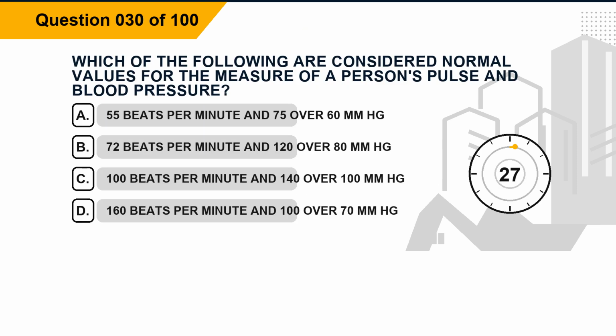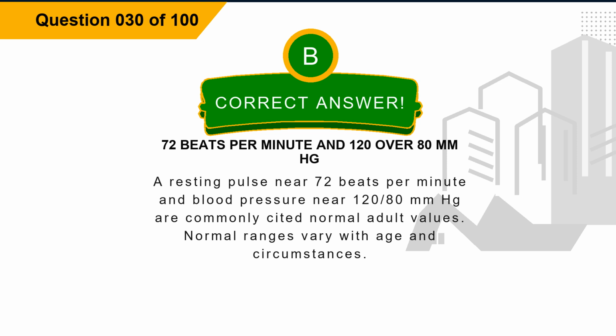Question 30. Which of the following are considered normal values for the measure of a person's pulse and blood pressure? Option A, 55 beats per minute and 75 over 60 mm Hg. Option B, 72 beats per minute and 120 over 80 mm Hg. Option C, 100 beats per minute and 140 over 100 mm Hg. Option D, 160 beats per minute and 100 over 70 mm Hg. The correct answer is option B, 72 beats per minute and 120 over 80 mm Hg. Explanation: a resting pulse near 72 beats per minute and blood pressure near 120/80 mm Hg are commonly cited normal adult values. Normal ranges vary with age and circumstances.